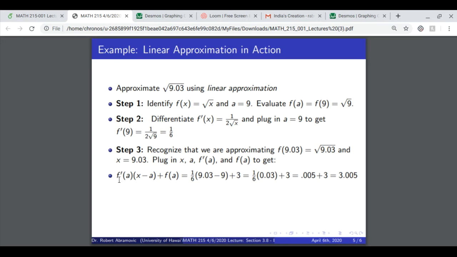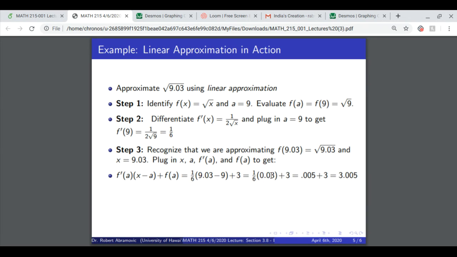Here's what we get. F prime of a times the difference between x and a, plus f of a. Remember, f prime of a is 1/6, x is equal to 9.03, a is equal to 9, and f of a is equal to 3. So we get 1/6 times 9.03 minus 9, which is just 0.03, so it's 1/6 times 0.03 plus 3.